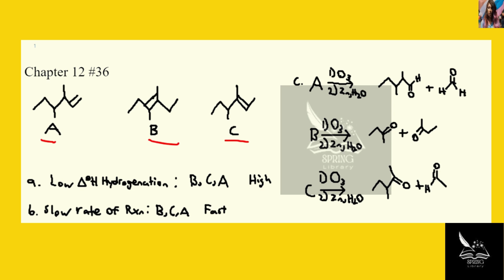B is going to be the most stable because it's tetrasubstituted, and therefore it's going to have the lowest heat of hydrogenation. C, trisubstituted, is going to be slightly less stable than B, so its heat of hydrogenation will be slightly higher. And then A, monosubstituted, is going to be significantly less stable than B or C, and so it will have the highest heat of hydrogenation.